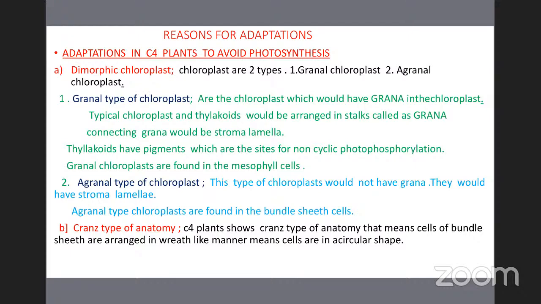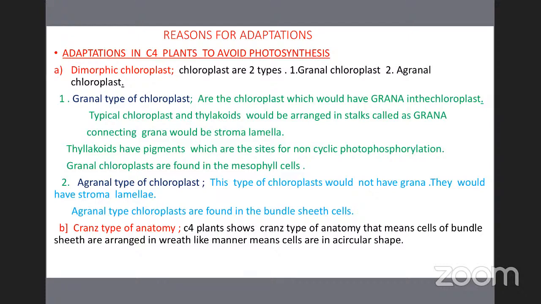So this is about the granule type of chloroplasts, and these are found in mesophyll cells of the leaf of C4 plants. Then another type of chloroplasts are agranule type of chloroplasts. And this agranule type of chloroplasts are found in bundle sheath cells of the leaf, not in mesophyll cells. They are found in bundle sheath cells.